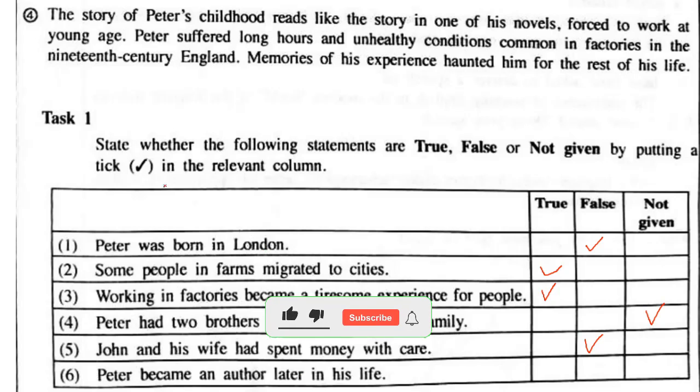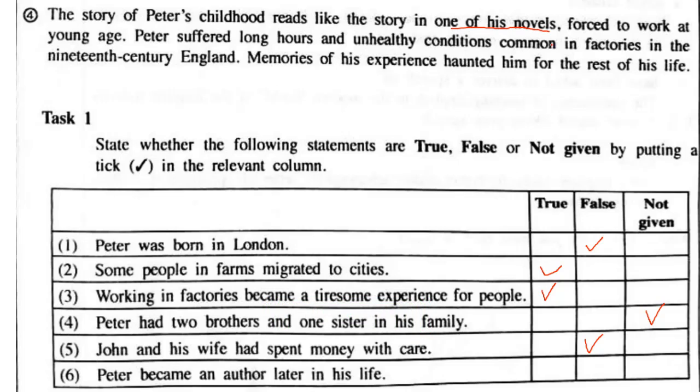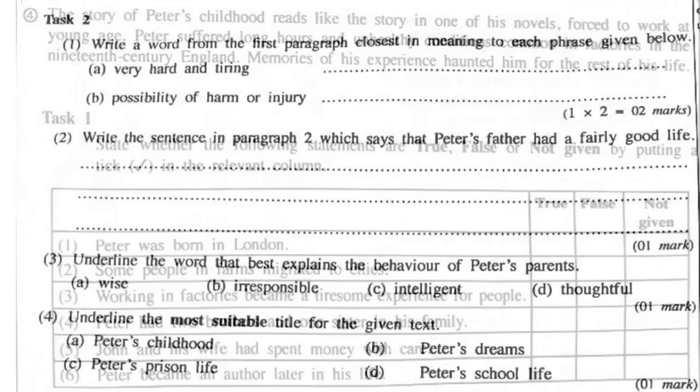Peter became an author in the later stage of his life. That is true, right? How do you know that? It speaks about one of his novels. A novel writer is an author, right? That is also true. So you get half a mark for each, my dear children. So in total you will get 3 marks for this particular task. Let us look at the second.